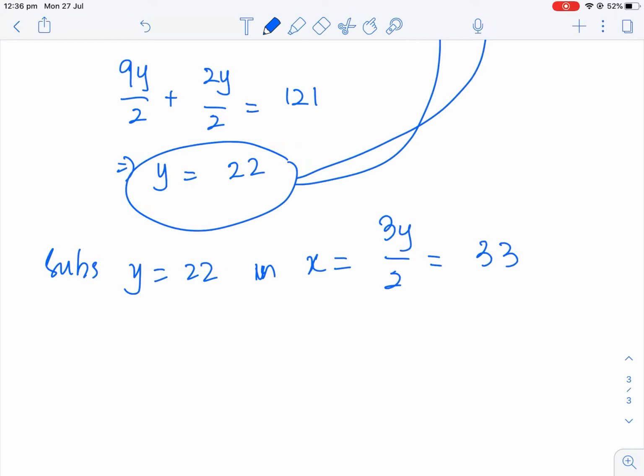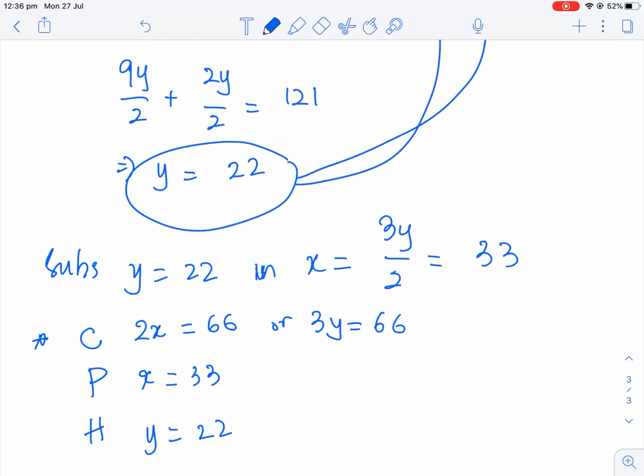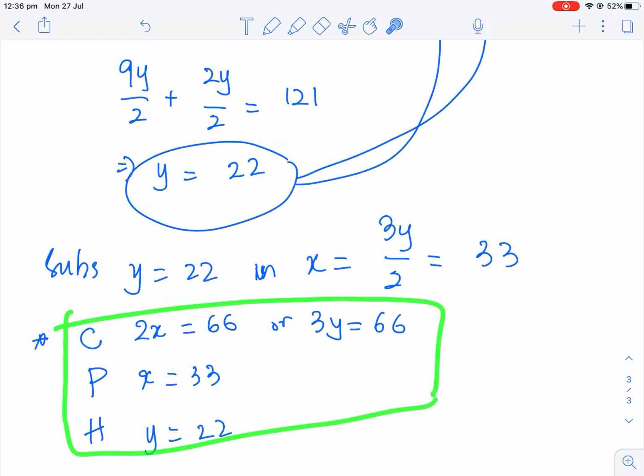All right, so finally our answer is for hot chip, meat pie, and hot dog. Hot dog is y equals 22. Meat pie is x equals 33. And hot chip, either 2x, which is 66, or 3y, still 66. All right, so this is your final answer for this question.